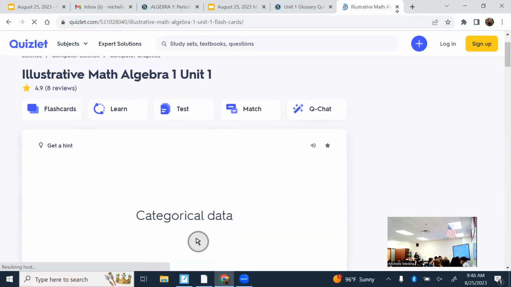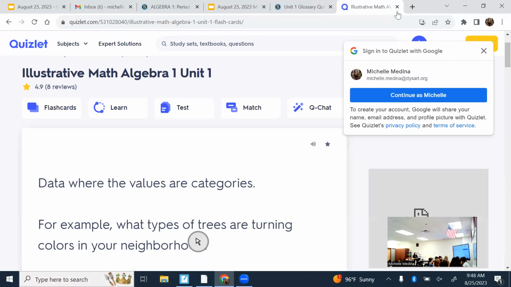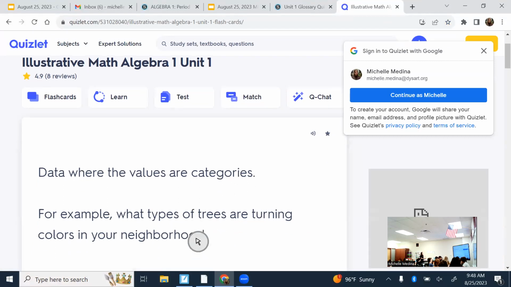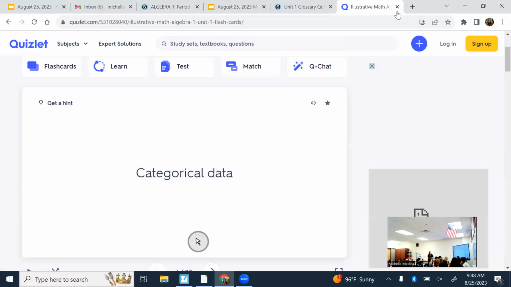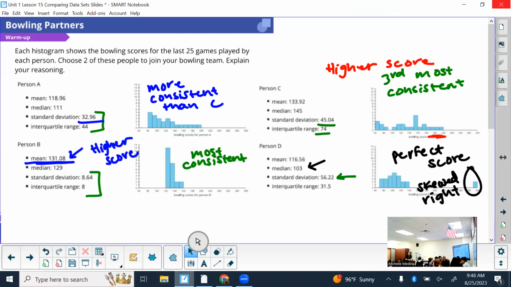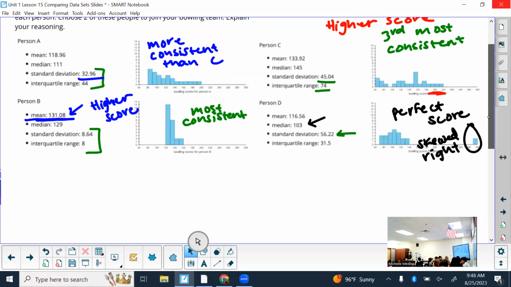Categorical data is data where the values are categories, like what types of trees, and so on. Clearly we're not just recalling basic definitions, basic errors that you should be thinking of. You need to get it by Wednesday. So, questions on the warm-up.